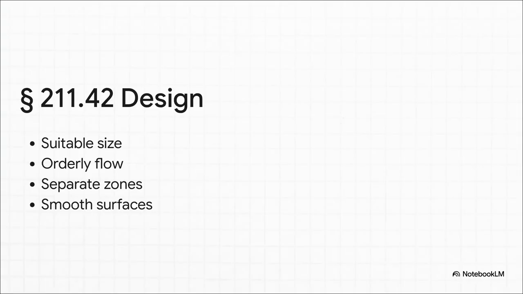You know, the physical layout of your facility absolutely dictates your success right from day one. When we look at sections 211.42 and 44, it's clear a facility must have adequate lighting, be of a suitable size, and crucially, allow for the orderly flow of both equipment and materials. Why does this matter? Because an orderly flow directly prevents mix-ups. We also need strictly separate operational zones for different steps in the process.